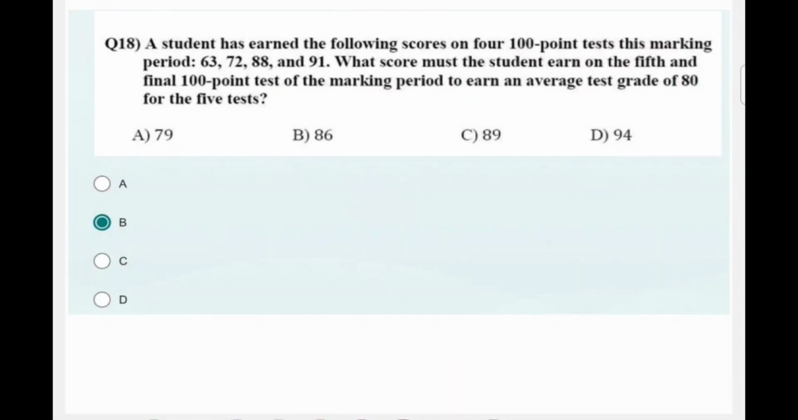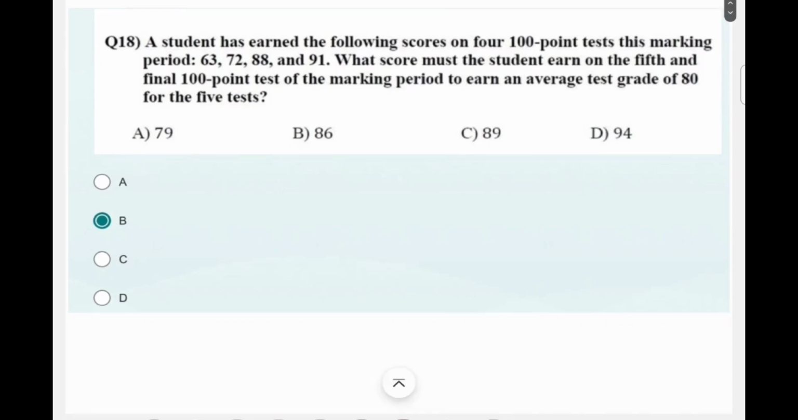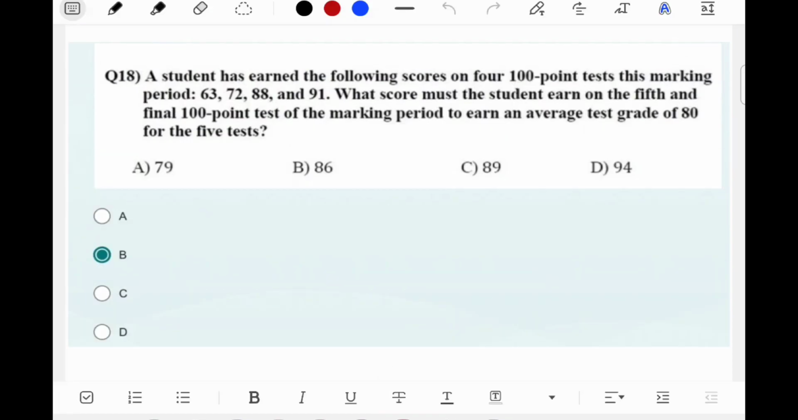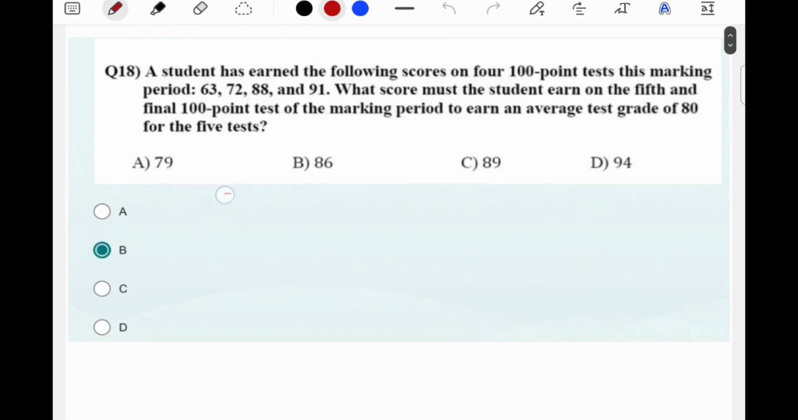In this video, we will continue solving problems that came out in a mock ACT test. The first question here talks about calculating the average of scores. It's given that you have a score out of 100 and a student who recorded 4 scores: 63, 72, 88, and 91.